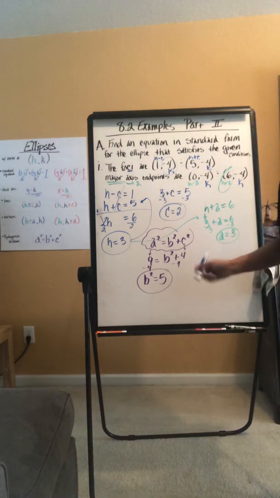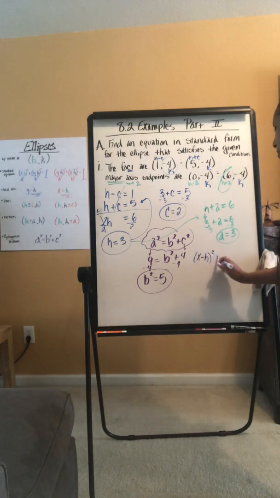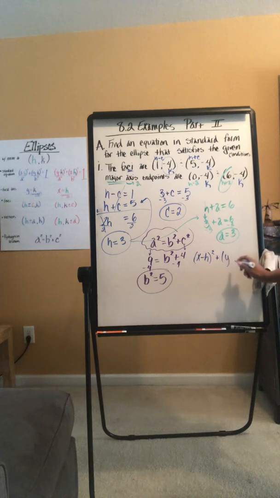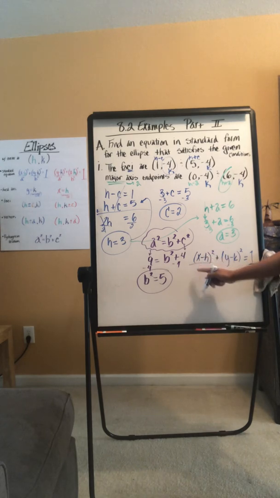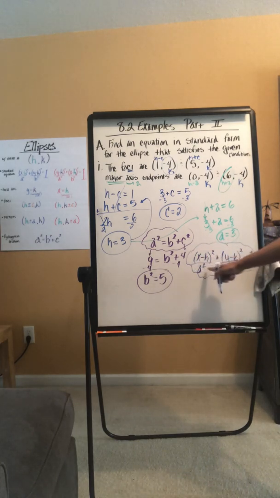Y'all remember the equation? The general form, well, the standard form, I'm sorry. (x minus h) squared plus (y minus k) squared all equals 1. And underneath the x is going to be my a squared. Underneath my y will be my b squared. All right, we fill in our h, our k, our a, and our b.